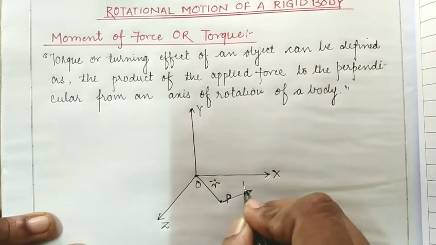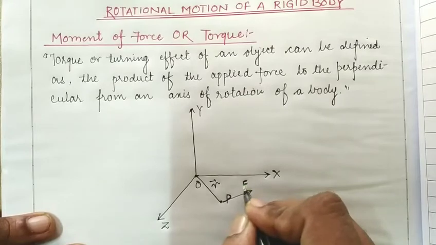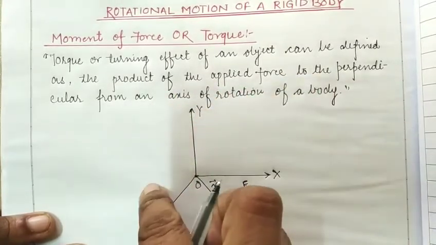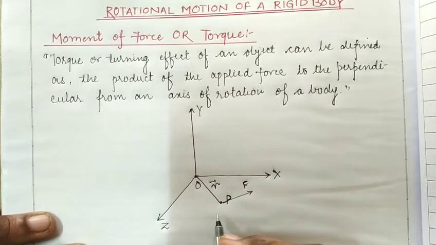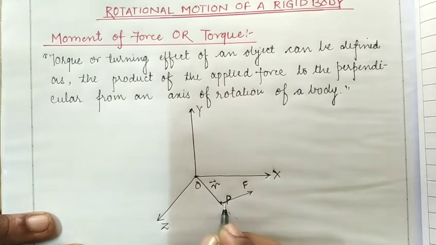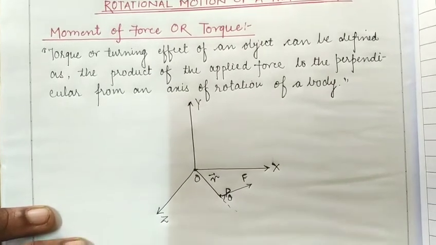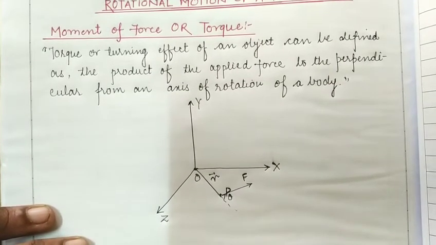If we apply a force and the body starts to rotate along the y-axis in a circular path, then such an effect produced in the body is said to be the turning effect of the body. We can also see that there is an angle between these lines. So whenever a body is subjected to a force and starts to move along a particular axis of rotation, such a phenomenon is said to be the moment of force.